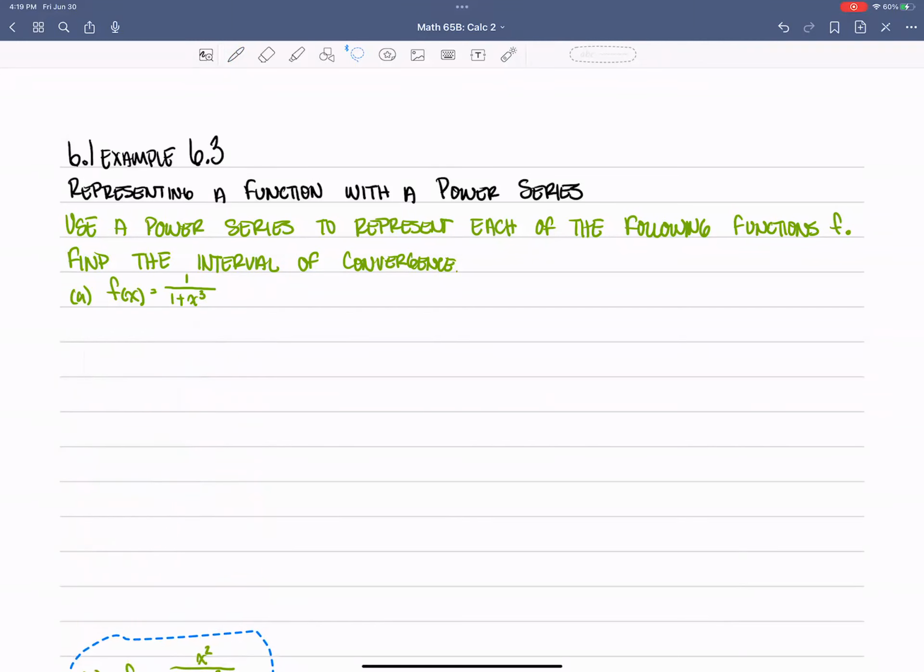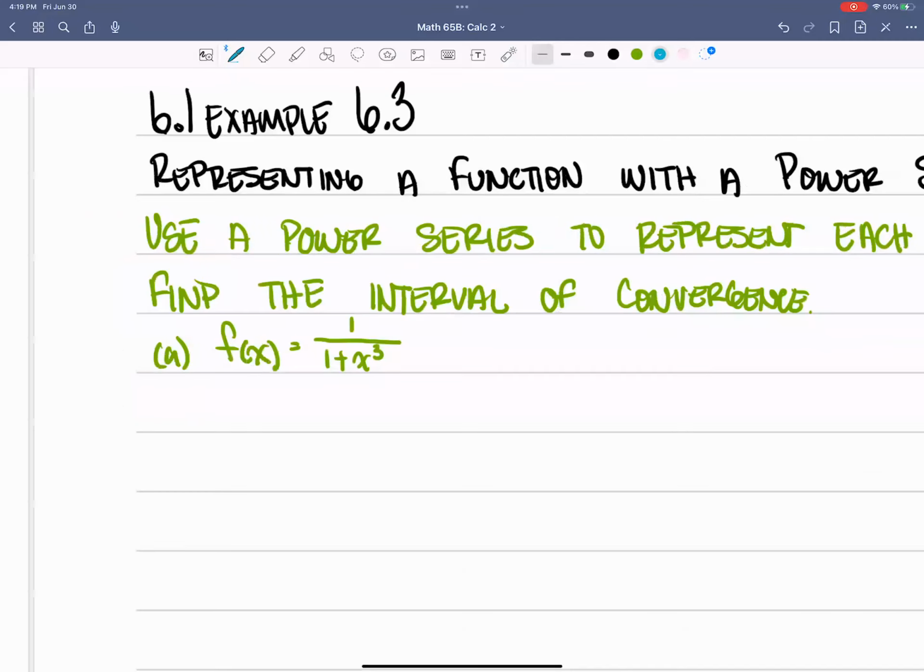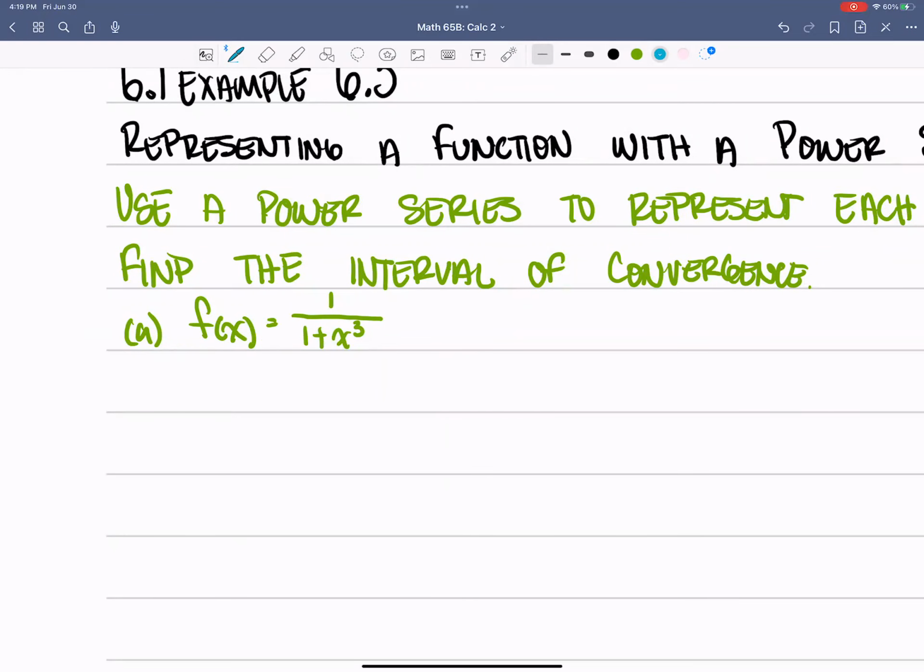This is modeled very similarly to the geometric sequence. The geometric sequence tells us that the infinite sum is equal to the first value of that sequence divided by 1 minus r. We're going to mimic that right here. So looking at this, we could turn this into a geometric sum, going 1 minus negative x cubed, and we're dividing that by 1.